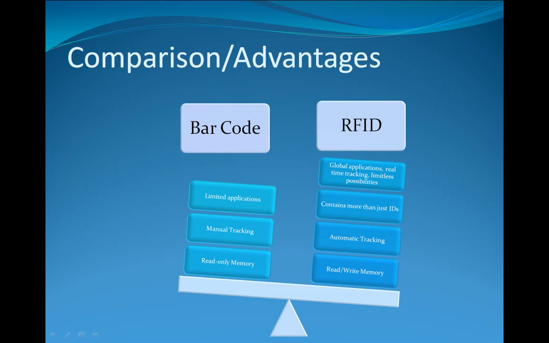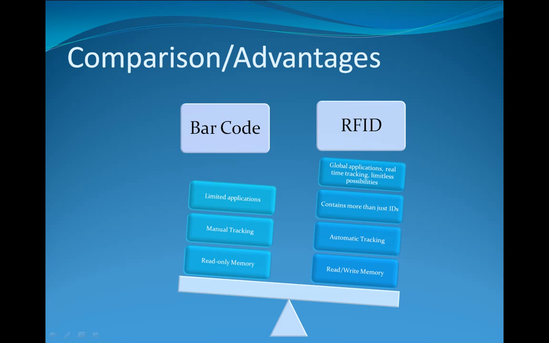Now let us have a comparison between the previously used barcode and the latest technology, which is RFID. In barcode we had limited applications, manual tracking and read-only memory. But in RFID we have global applications, real-time tracking, limitless possibilities, contains more than just IDs, automatic tracking and read and write memories as many number of times.